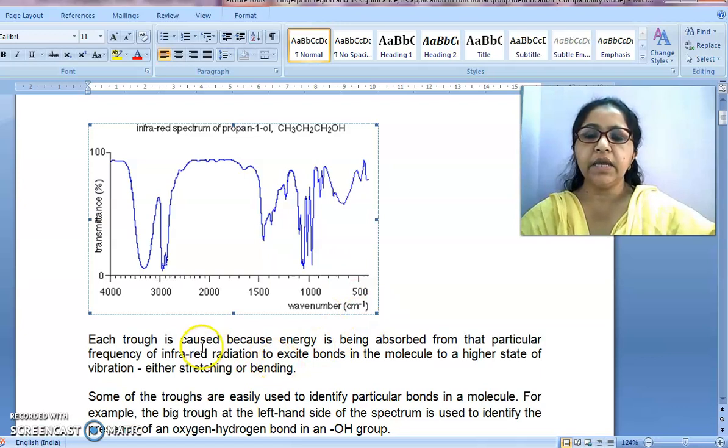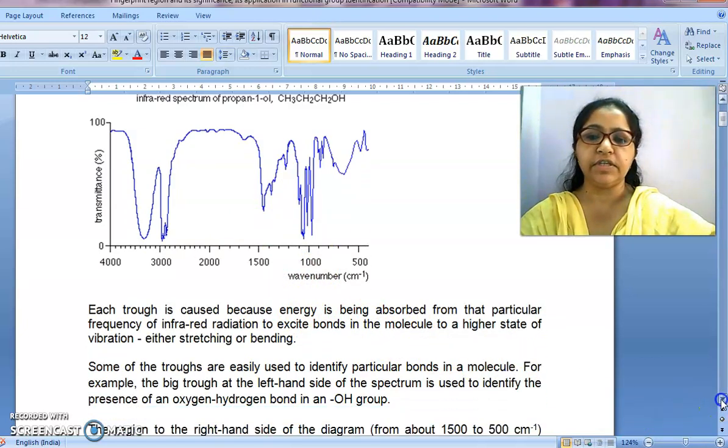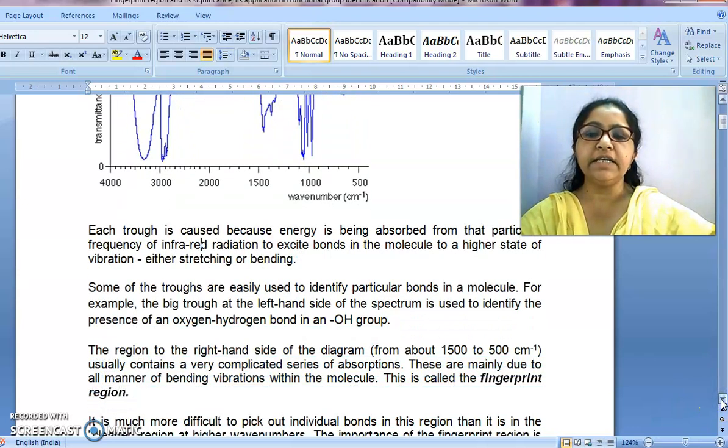Okay, so here what we find is each trough is caused because energy is being absorbed from that particular frequency of infrared radiation to excite the bonds in the molecule to a higher state of vibration, either stretching or bending. This also we have discussed, how we are getting these peaks. This is because of the absorption of a particular frequency of infrared radiation. Some of the troughs are easily used to identify particular bonds in a molecule.